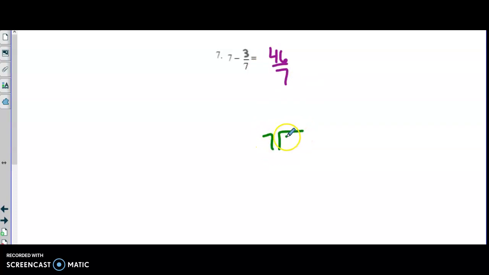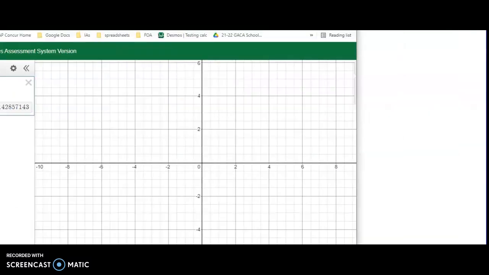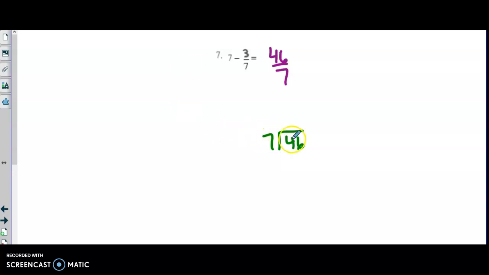We're going to ask ourselves, how many times does 7 go into 46? And another way you could think about this is if you look back here at the decimal, see how 6 is your whole number? We know that 6 is going to be the whole number. So we know that 7 is going to go into 46 6 times. And 7 times 6 is 42. And we have 4 as our remainder. So if we wanted to rewrite this, 6 is our whole number, 4 is our remainder, and the denominator stays the same. So either one of these answers would work.